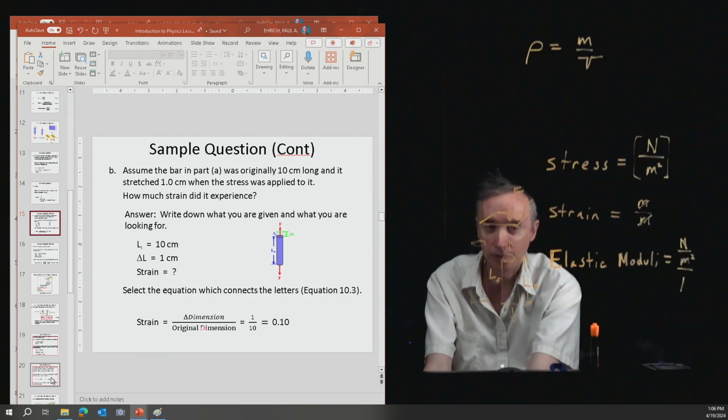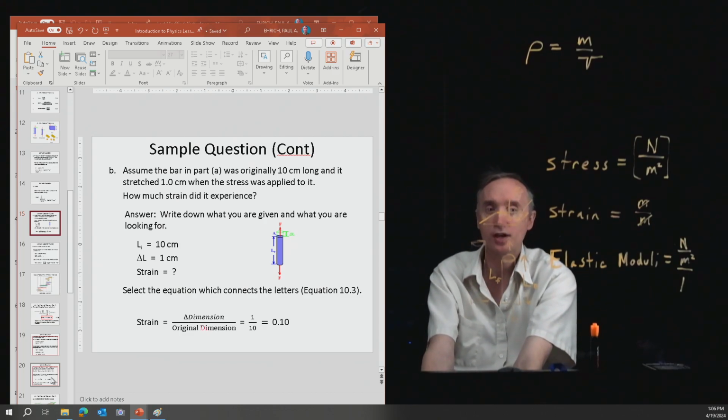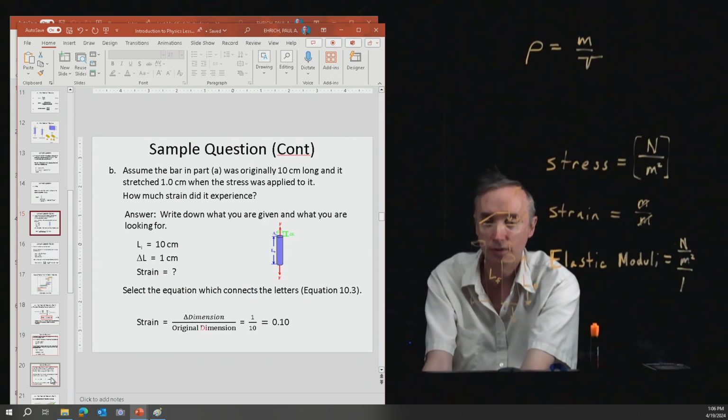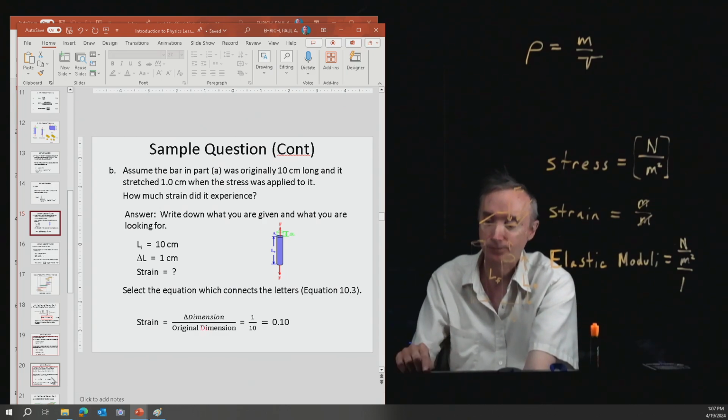Now, somebody might be saying, oh, but shouldn't I have changed the length to meters? And shouldn't I have changed the change in length to meters? Yeah, go ahead. But what you're going to find is that when you divide it, you end up with exactly the same result. So the strain is going to be 0.1, no units to it.